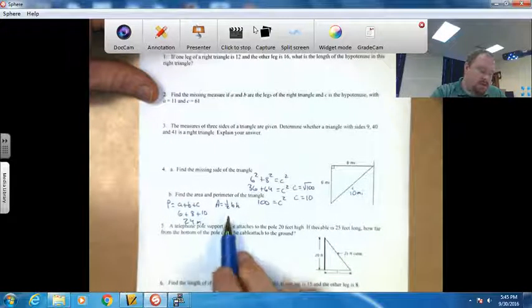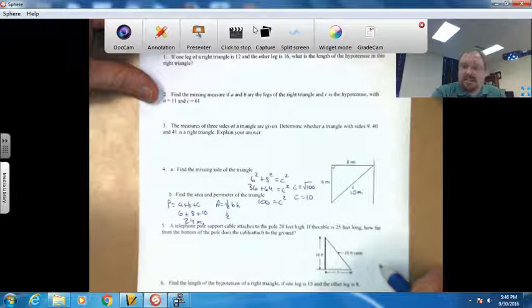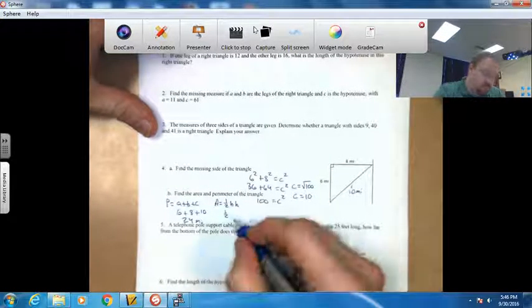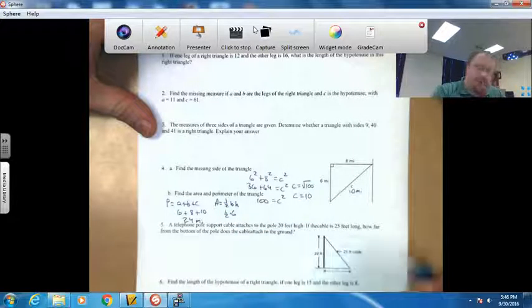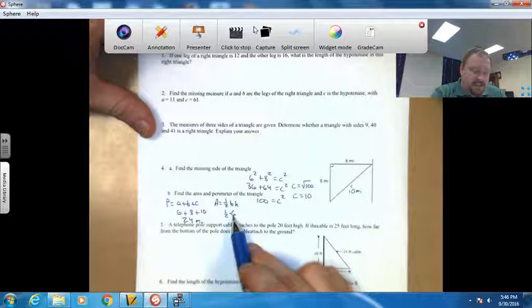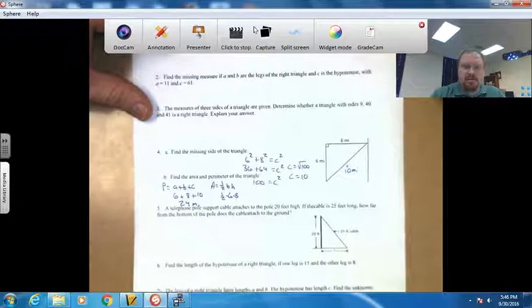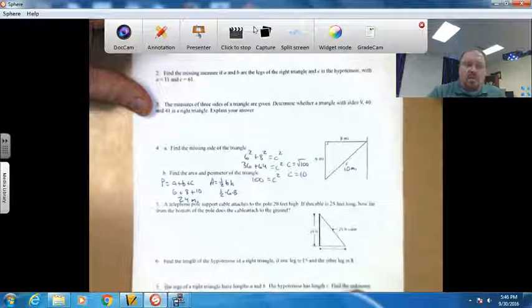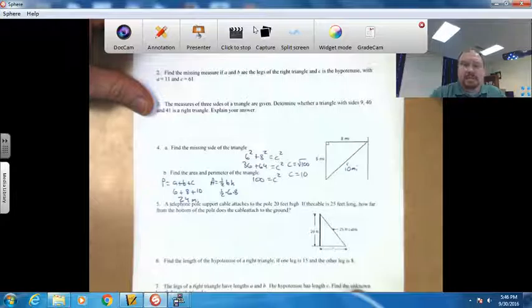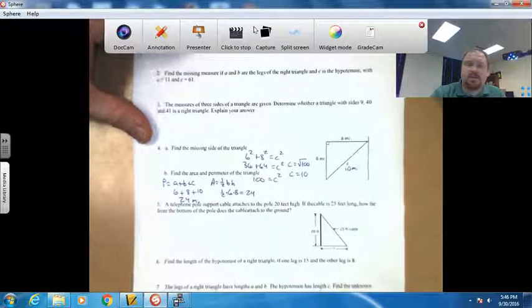So here we go. 1/2 the base. I'll just say the base is 6. It could be 8. The height is going to be the other number. So since I use 6 as the base, it means the height is going to be 8. So 1/2 times 6, that's 3. 3 times 8 is 24. So that is 24 miles squared.